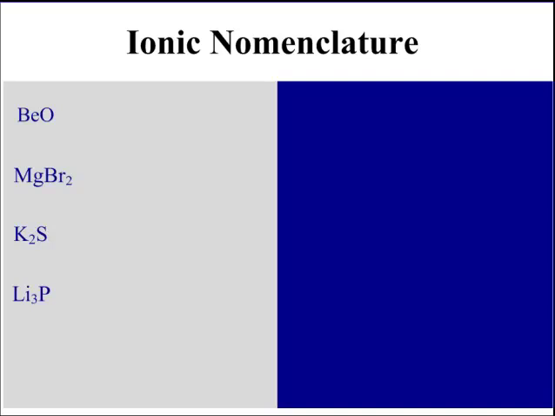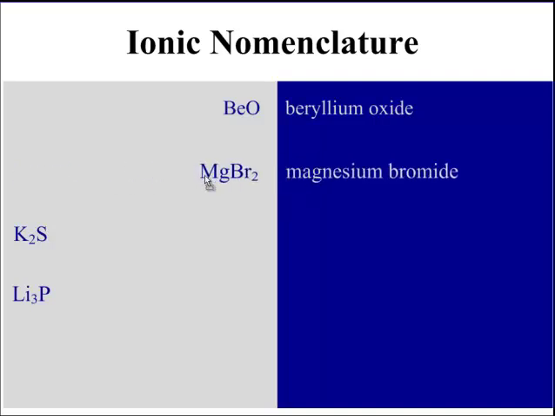Try naming these examples. These are straightforward. You only need the names and the IDE endings right now. So BeO becomes beryllium oxide. MgBr2, remember, we don't have to explain the 2 in the name. It would be figured out knowing the charges of these ions. The name for MgBr2 is just magnesium bromide.